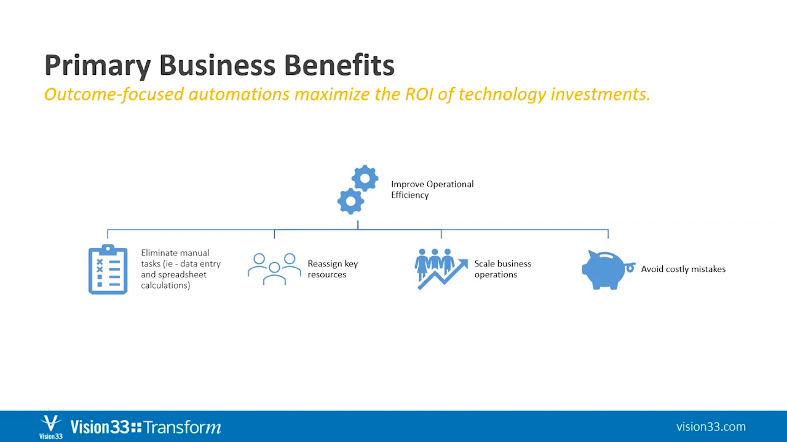So in addition to saving time by eliminating those manual tasks and processes, you're also able to reassign those key resources who used to perform those and free them up to spend time on revenue generating or growth initiatives within your business. Another advantage to improving operational efficiency through automation is, of course, scaling business operations. The ability to process more transactions without increasing headcount or taking on more of an administrative burden can be substantial, especially for companies that are in growth mode or have projected growth.